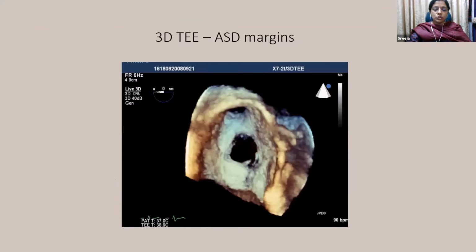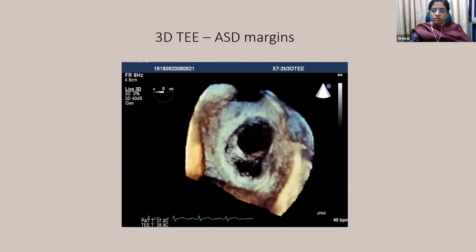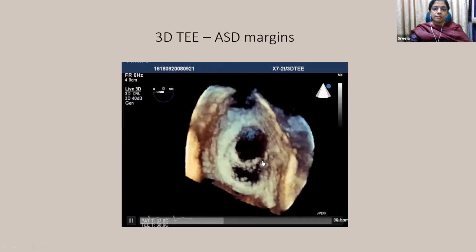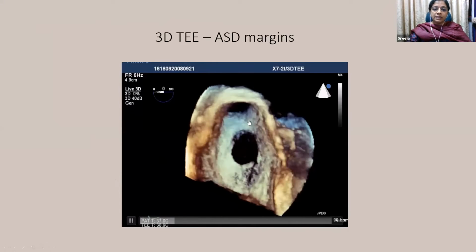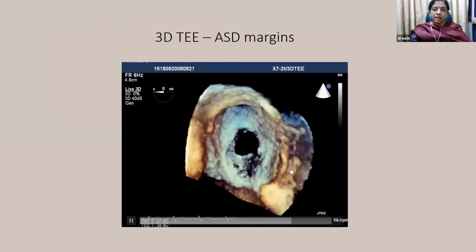Pre-procedure, it allows us to assess the margins of the ASD and its relation to the surrounding structures. As you can see here, this is an en face view of the atrial septum from the right atrial side, and there is a centrally located ASD. This is the superior vena cava, inferior vena cava, aorta, and the AV valve.